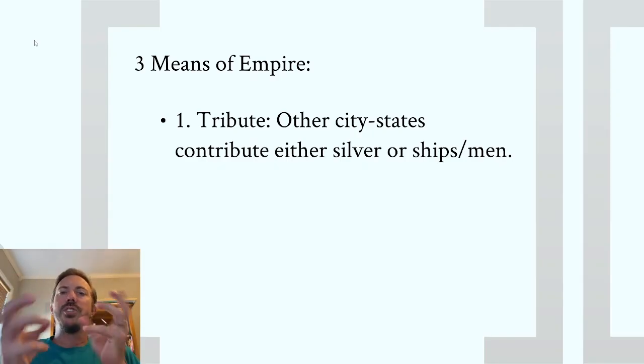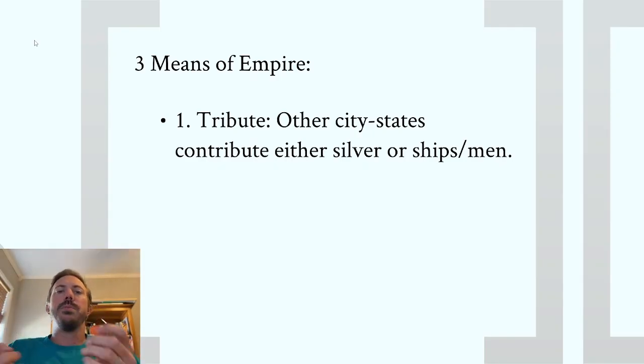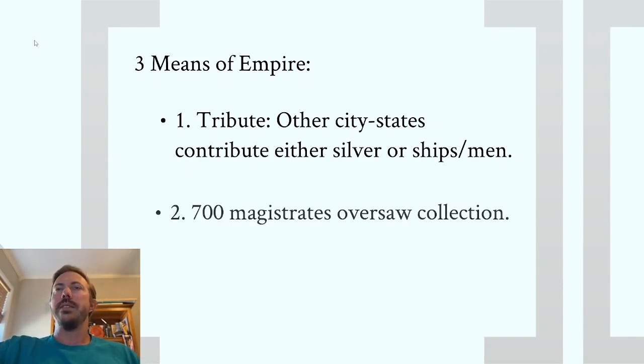Okay? And it was an exchange program, right? You supply this money, we provide you protection from Sparta, from other city-states, from Persia, etc. So that's great. You give money, we give you protection. You give ships or men, we give you protection. Great. And it's an exchange. 700 magistrates oversaw the collection of this tribute. They would go out in boats to these islands, collect the money, and bring it back.